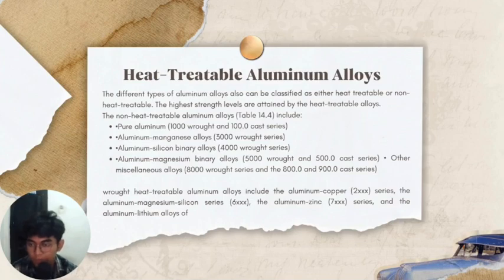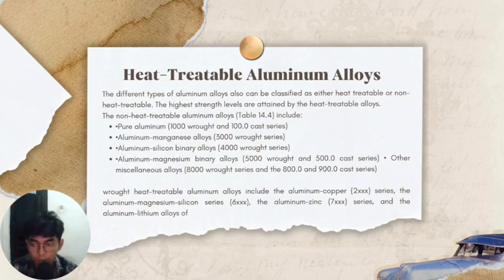Heat treatable aluminum alloy. Aluminum alloy can also be classified as either heat treatable or non-heat treatable. The highest strength levels are attained by the heat treatable alloys. The non-heat treatable aluminum alloys include, the first one, pure aluminum. The second is aluminum manganese alloy. The third is aluminum silicon binary alloy. The fourth is aluminum magnesium binary alloy. The last one is other miscellaneous alloys.